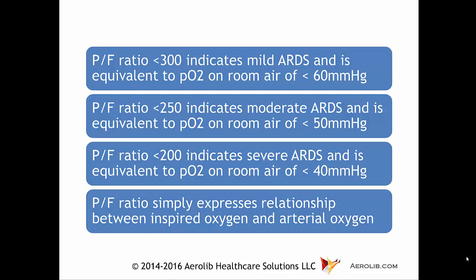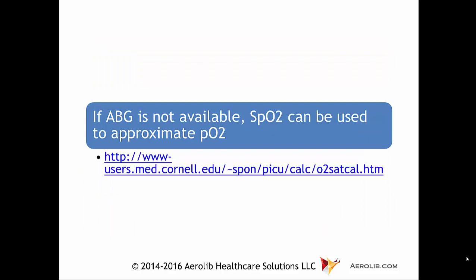The PF ratio simply expresses the relationship between inspired oxygen and arterial oxygen. In cases where we don't have arterial PO2 from an ABG, we have a link here. If we click on that, all we need is the pulse oximetry and it will give us an approximate arterial PO2. And we can use that arterial PO2 for our calculation purposes.